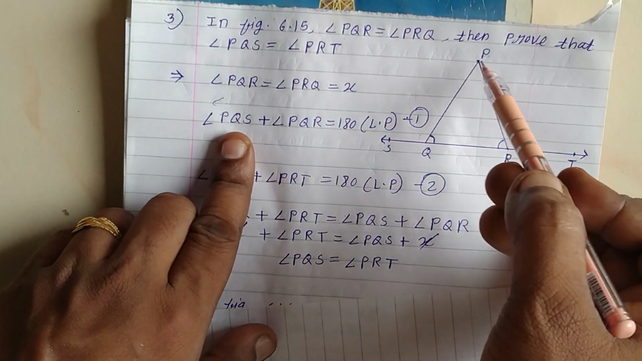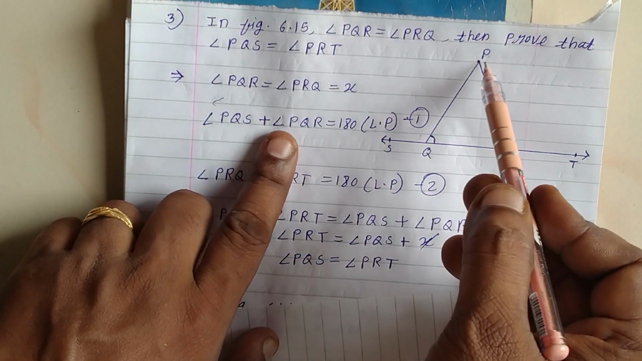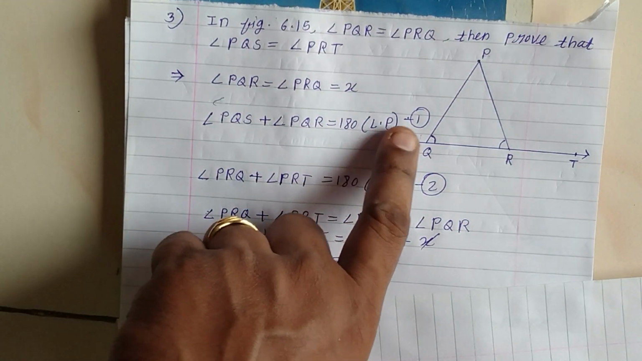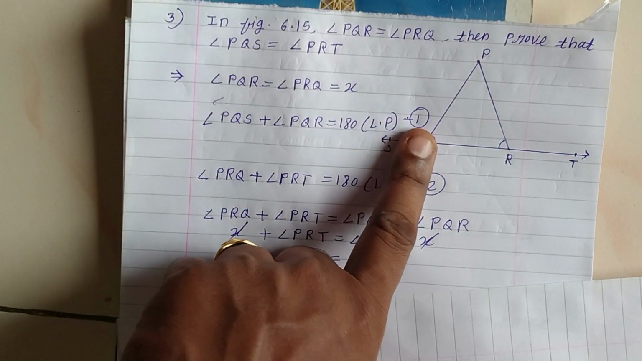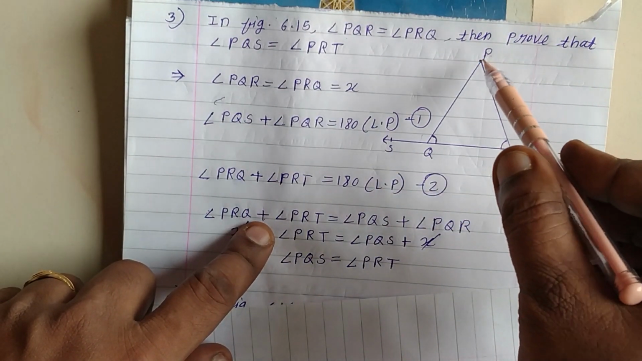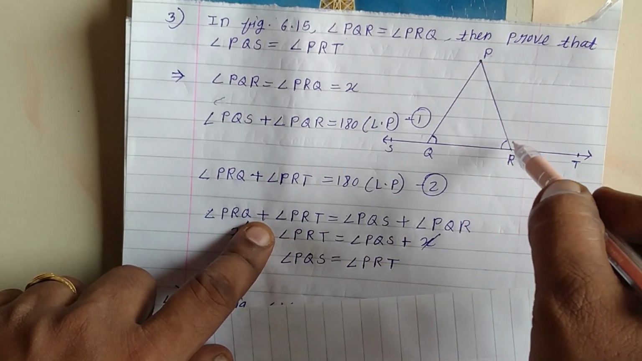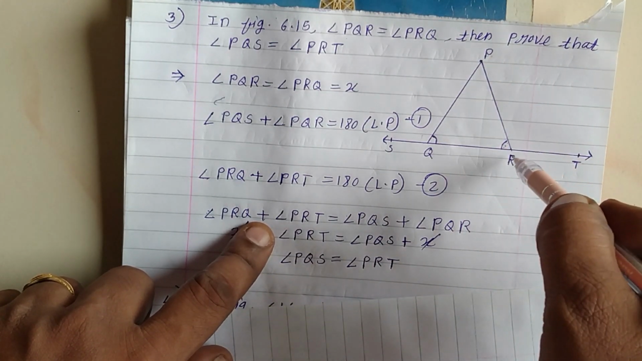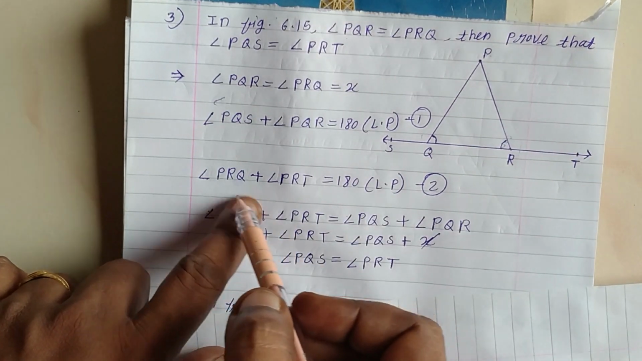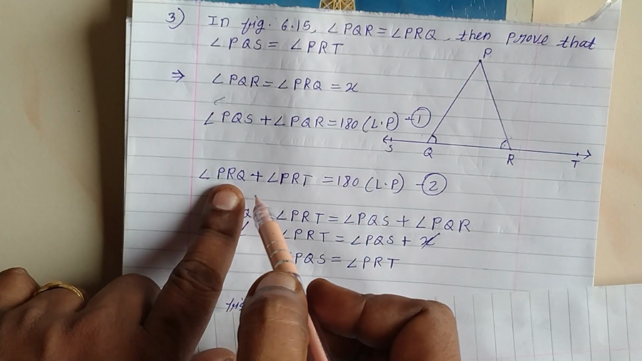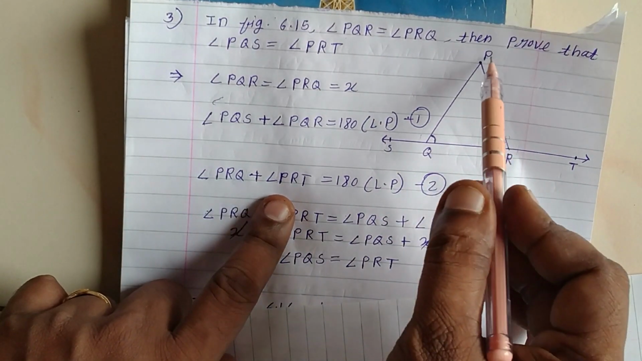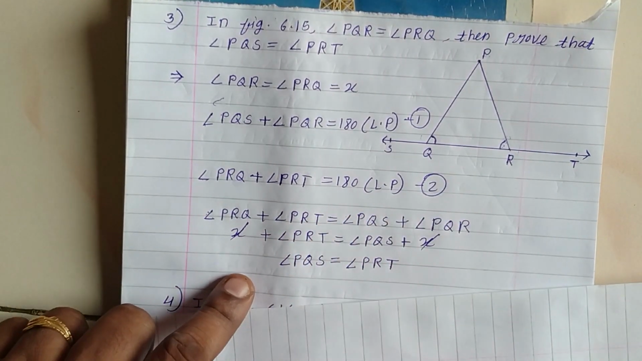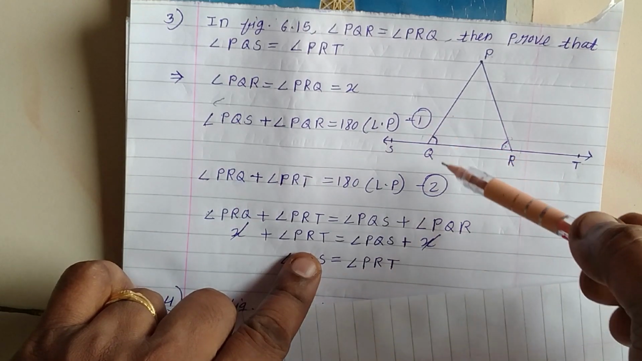That is why I have written angle PQS plus angle PQR is equal to 180 degrees, that is linear pair. I have given it here as equation 1. Now similarly, again this is a line and PR is a ray, or you can say a line segment. So angle PRQ and angle PRT will be a linear pair. So again angle PRQ plus angle PRT is equal to 180 degrees because of linear pair. This is equation 2.